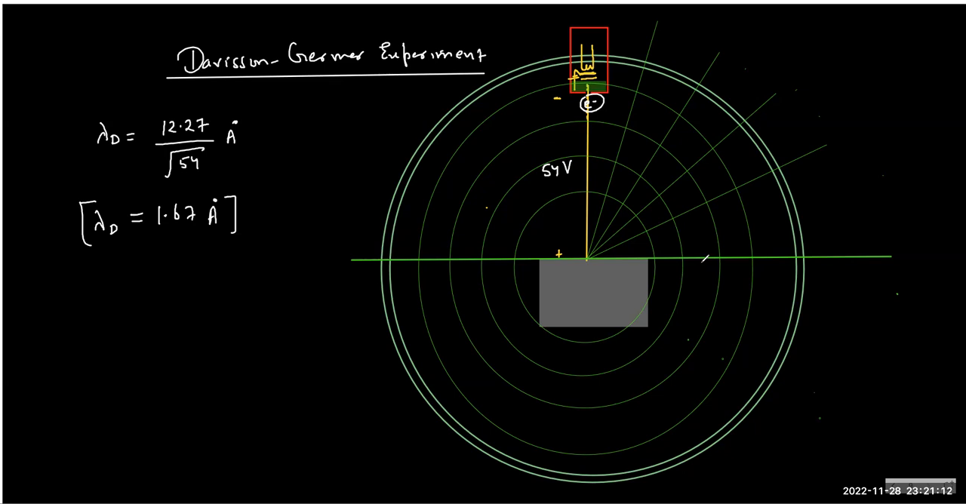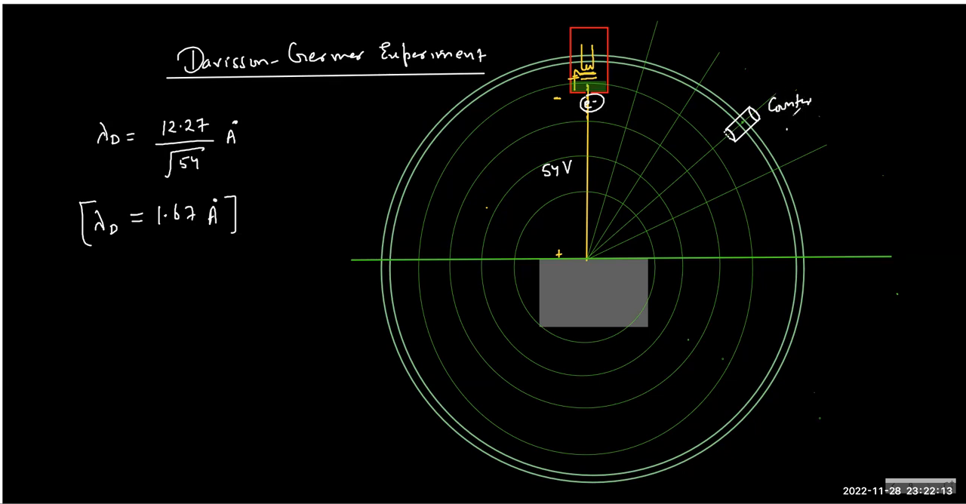But what did we really find? We found that the electron is having maxima in one particular direction. This is the counter here. We found that the counter at 50 degree had the maximum counting of electrons. Understood? Let me do this better. Counter, I'll do it like this. This is better. This is the counter.